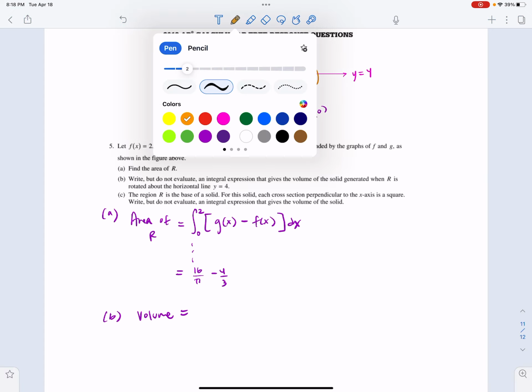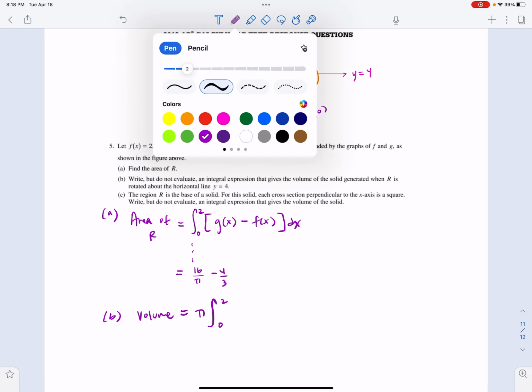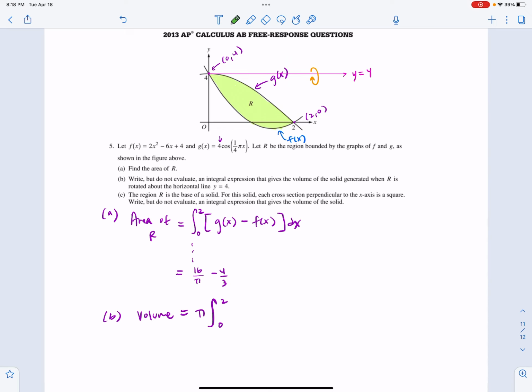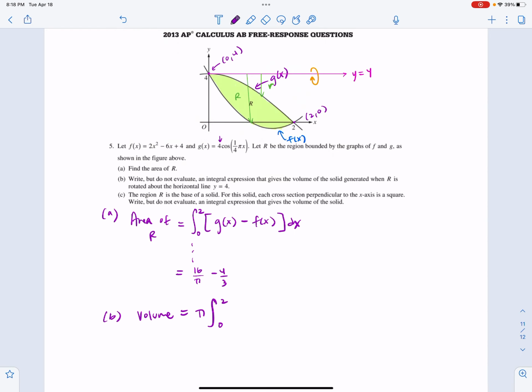Okay, so our volume would be pi, don't forget pi, times the integral from 0 to 2, thinking x values, of big R squared minus little r squared, not to be confused with the region's name. So big R squared minus little r squared. Remember, I suggest labeling big R, little r, for radius of rotation.